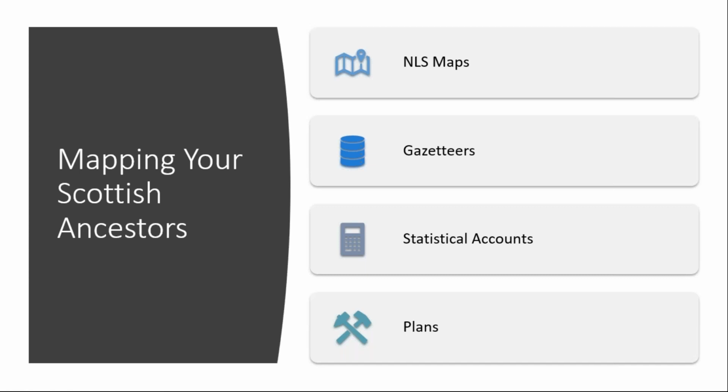We're going to look at different ways to map your Scottish ancestors, including the National Library of Scotland maps. We'll be looking at gazetteers and the information that you can get from gazetteers. We'll be looking at the statistical accounts of Scotland and the information that you can get from them in terms of where your ancestor lived. And we'll also be looking at town plans and estate plans.